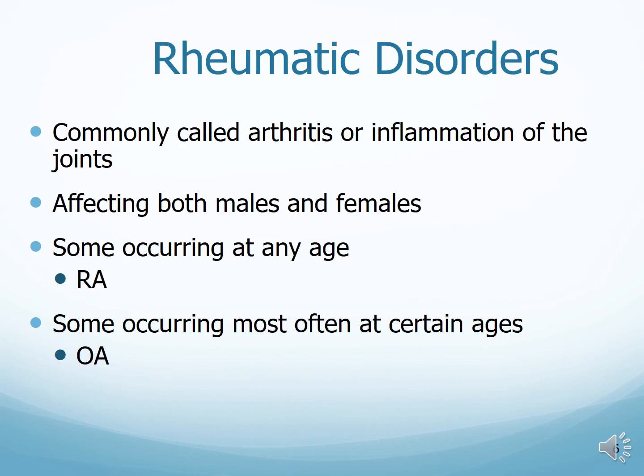Rheumatic disorders are commonly called arthritis, or inflammation of the joint. We have done something to piss off the joint, make the joint angry, and the joint does not want to cooperate and work as well. It will affect both males and females. Some rheumatic disorders will occur at any age, and these are the rheumatic disorders. And then some will occur most often at certain ages, perhaps later in life, and these are the osteoarthritises.